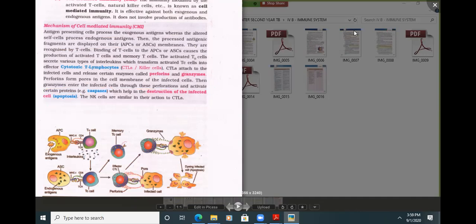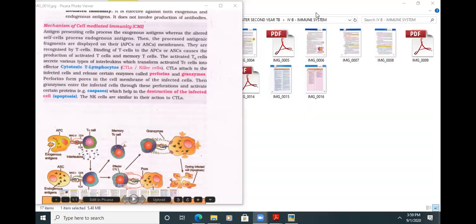When you are talking about APC, it should come like this. When you are talking about ASC, it will come directly like this. So activation of the T cytotoxic cell results in T effector cell and T memory cell. T memory cells will do the action in future. T effector cells are going to do the same action in the present condition. So that's it about cell-mediated immunity.